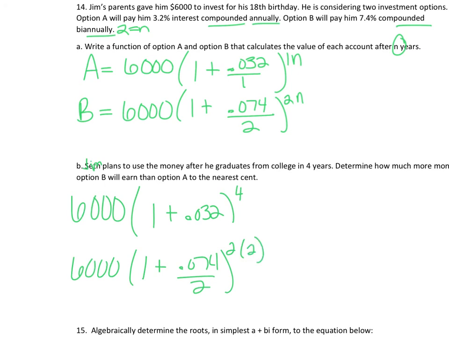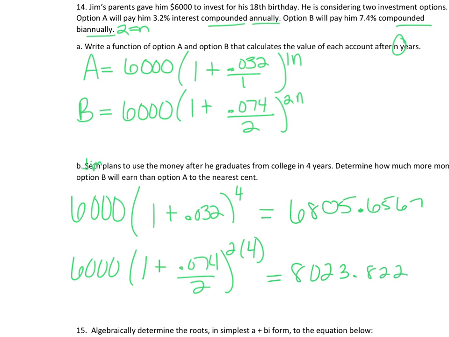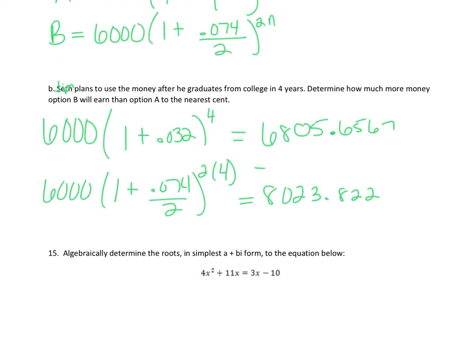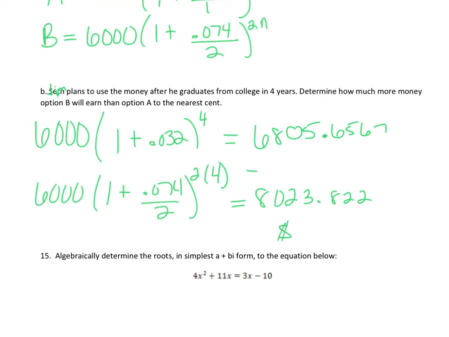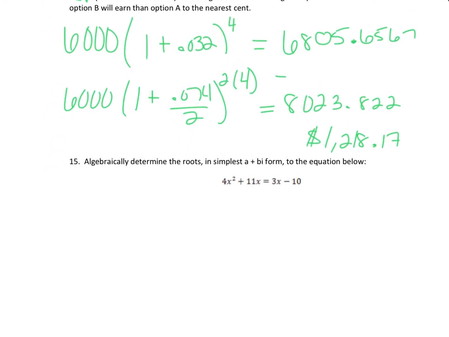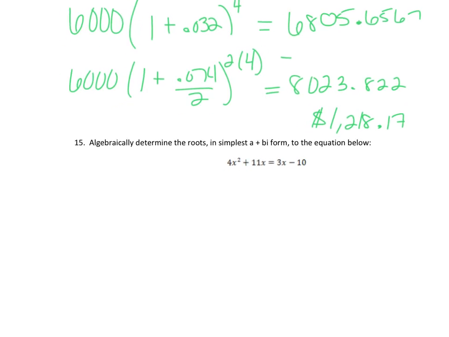Hopefully I did this right on here. Oh, 2 times 4. Where did I get 2 from? I guess because I saw the other 2. Okay. You're going to type this into your calculator, and you're going to end up getting 2 numbers. This is going to get you $6,805.6567. And this is going to get you 8023.822 about. They want you to find how much more. So you're going to subtract these 2 and then find out that option B makes $1,218.17 more, rounding to the nearest cent is 2 decimal places.